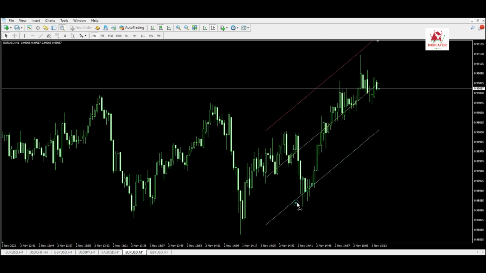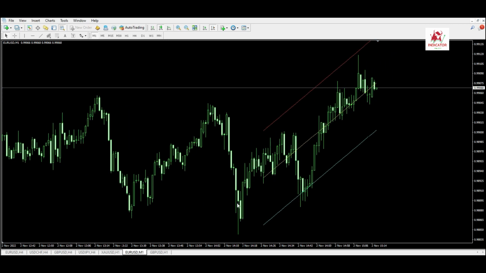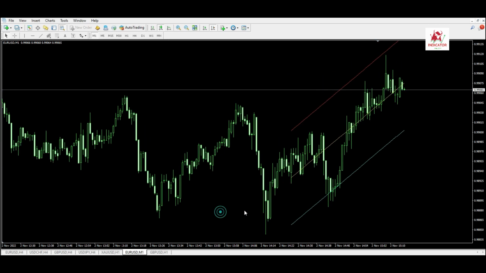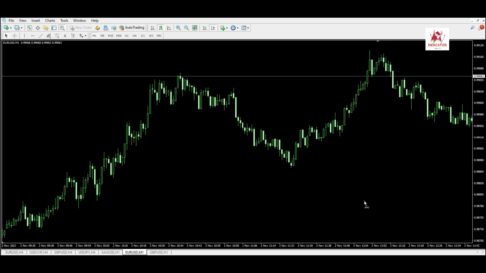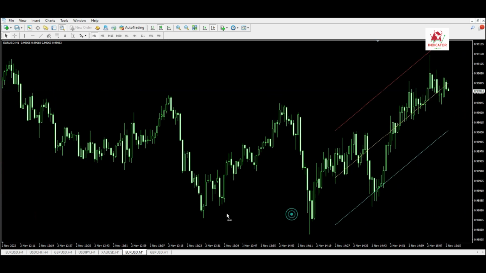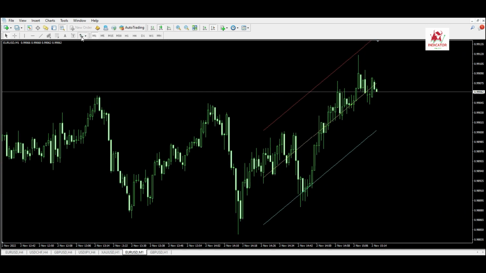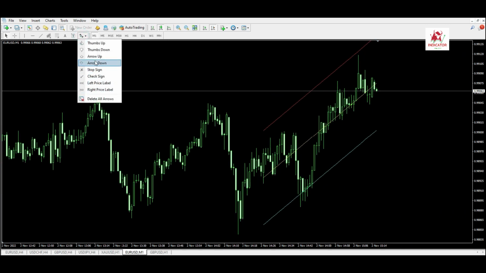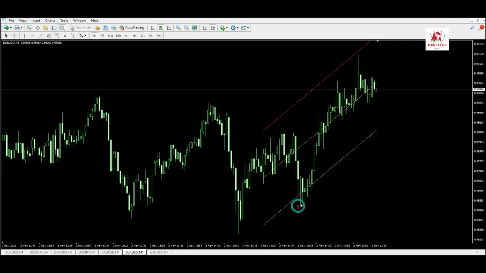Linear regression indicator. The linear regression indicator is used for trend identification and trend following in a similar fashion to moving averages. The indicator should not be confused with linear regression lines, which are straight lines fitted to a series of data points.